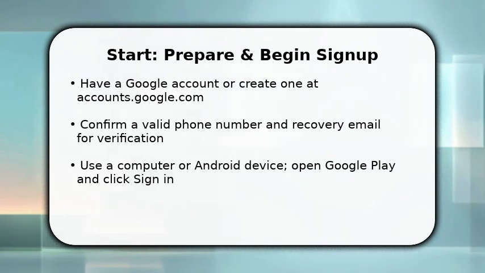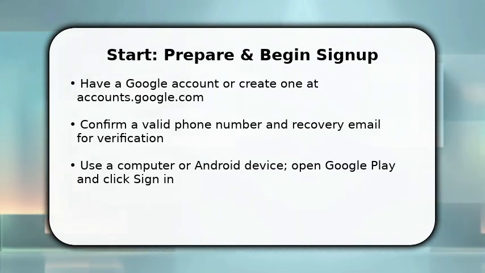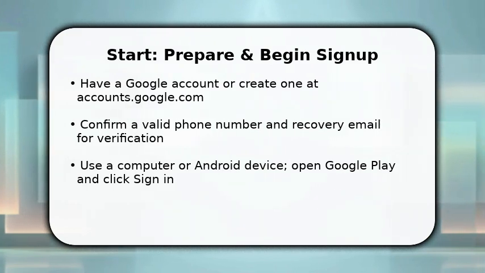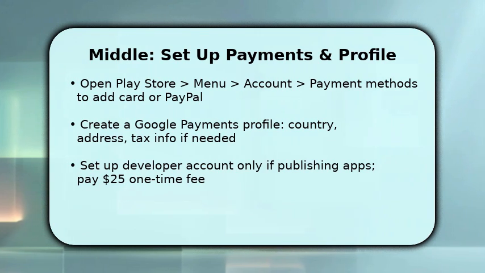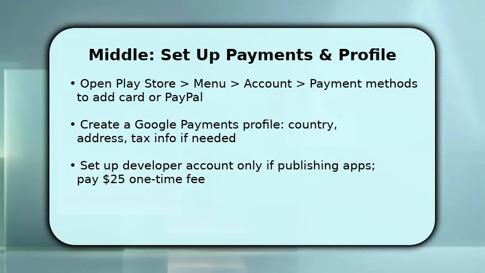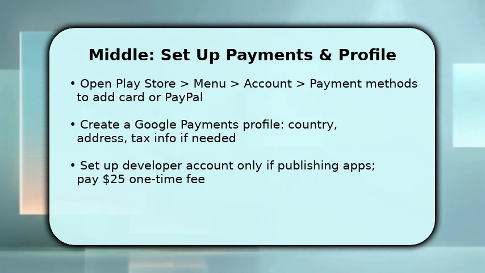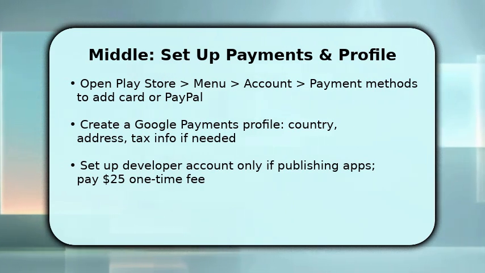If you're creating a new Google account, follow the prompts for name, email, and password now, and complete basic verification so you can proceed to set up Play payments and app access. Once done with signing in, set up your payments and profile inside the Play Store so purchases and subscriptions work immediately. Open menu, tap Payments and Subscriptions, then add payment method, input card or PayPal details and billing address. Make sure your Google Payments profile country matches your billing address to avoid errors.